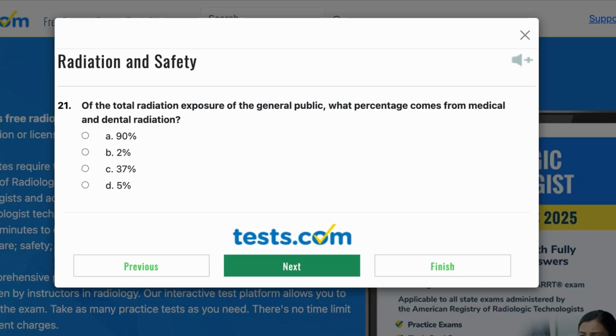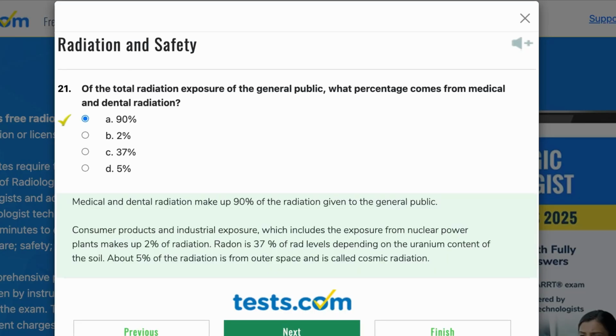Question 21. Of the total radiation exposure of the general public, what percentage comes from medical and dental radiation? A. 90%, B. 2%, C. 37%, D. 5%. A. 90%.